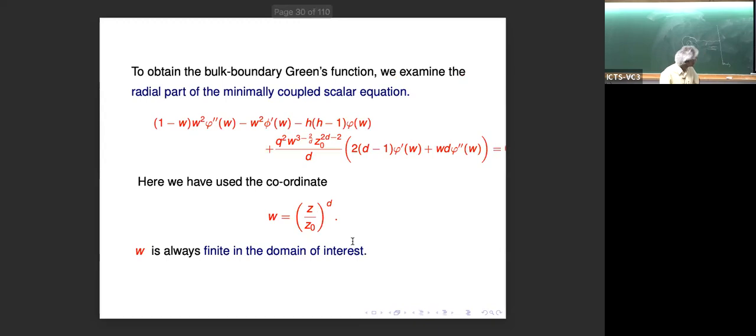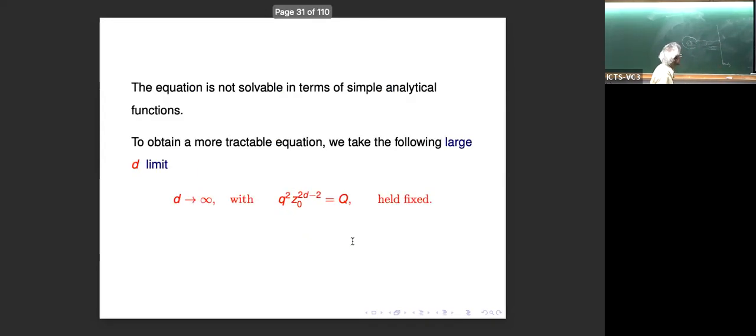But here we will just proceed straight away. We look at the minimally coupled scalar equation in this background, and this is the equation. Of course, it's hard to solve, that was the problem. It's an uncharged scalar. This equation is not solvable in a simple analytic function. But if you take the following large D limit, so D goes to infinity with this particular combination held fixed.